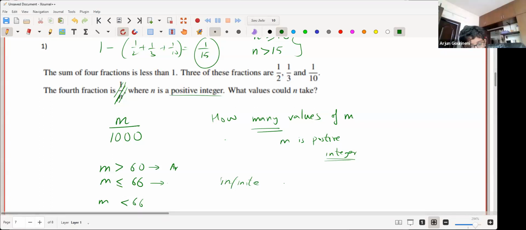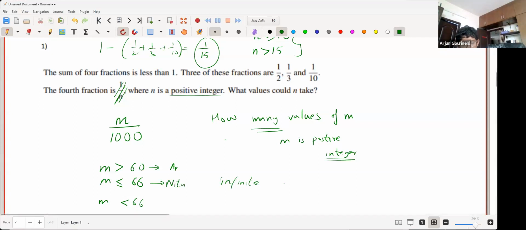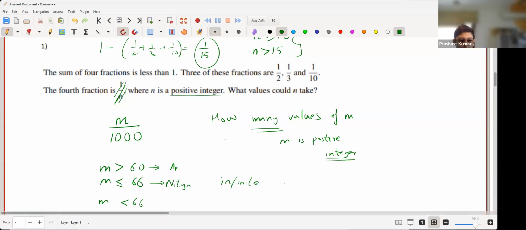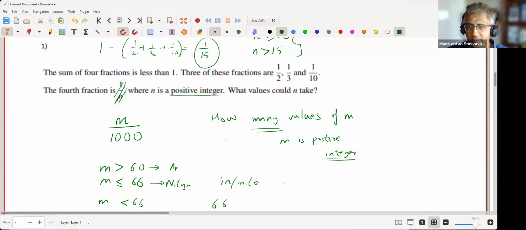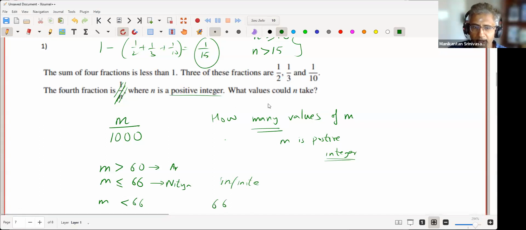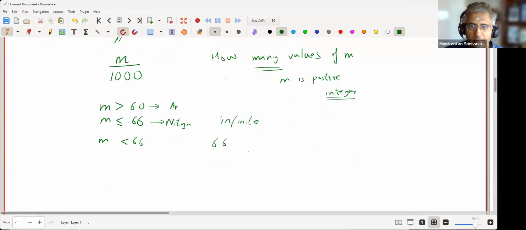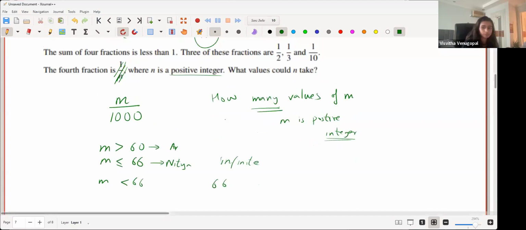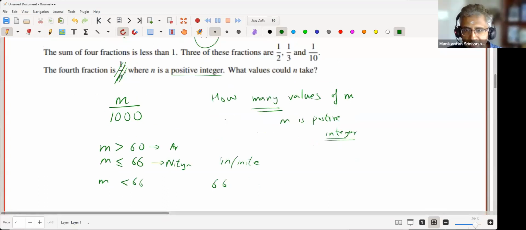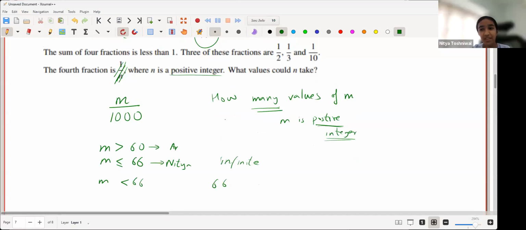So I didn't check it, Nitya, and I'm getting M is less than 60. Sir, 66. For me, it's 66. Yes, it's 66. Okay. So 66. Nitya, the small mistake you made is that M is given to be a positive integer. Therefore, it cannot be negative infinity. But yes, otherwise, you're right.